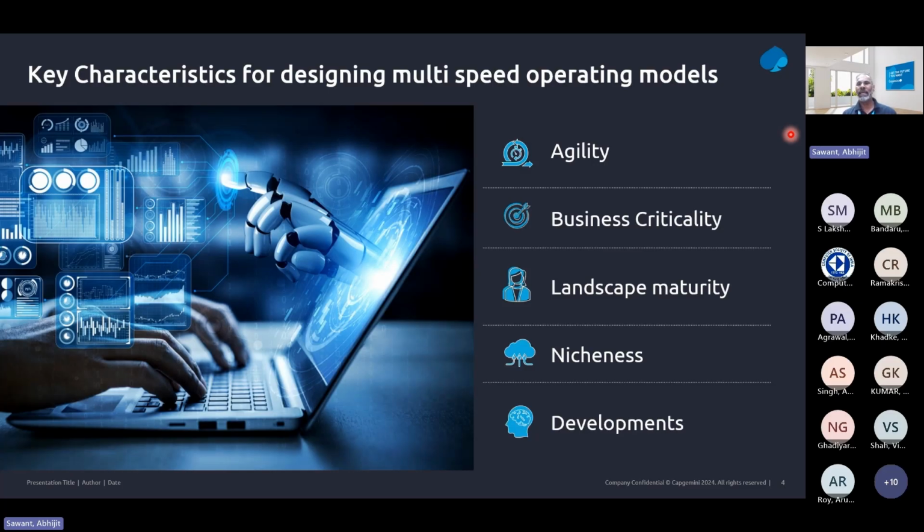So now what are the characteristics? Agility, of course, because that's where your DevOps, agile, scaled developments are going to sit. So the more agile, the better the fitment to this operating model. Then, of course, business criticality. The ones which are more business critical need the best of the attention. Of course, it's not that those which are not agile but still business critical do not need a focus area. But of course, we have some different operating model designs to address this need as well.